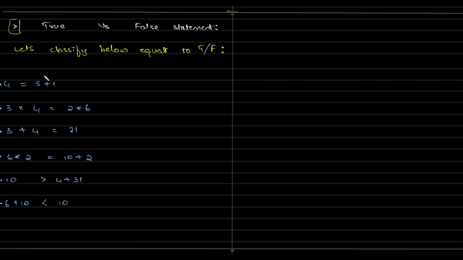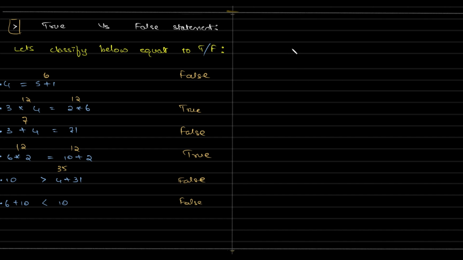So here I have 4 being equal to 6, clearly a false statement. This is 3 into 4, 12, 2 into 6, 12. They are equal, so it is a true statement. 7 is equal to 71, a false statement. 12 and 12, a false statement. 10 is greater than 35, right? Oh, sorry, my bad. This is a true statement. 10 is greater than 35, a false statement. 16 is lesser than 10, false statement, right? So true statements are 1, wherein the LHS is equal to RHS.